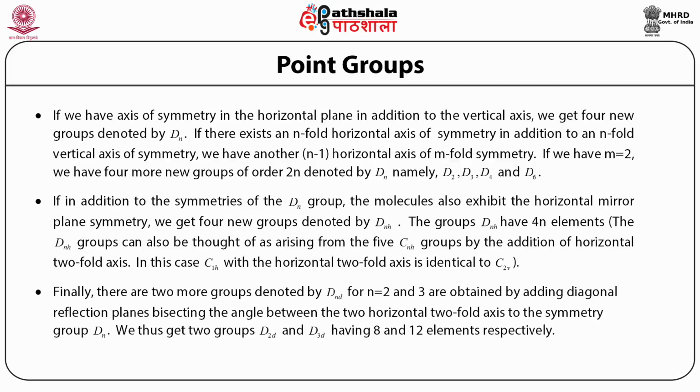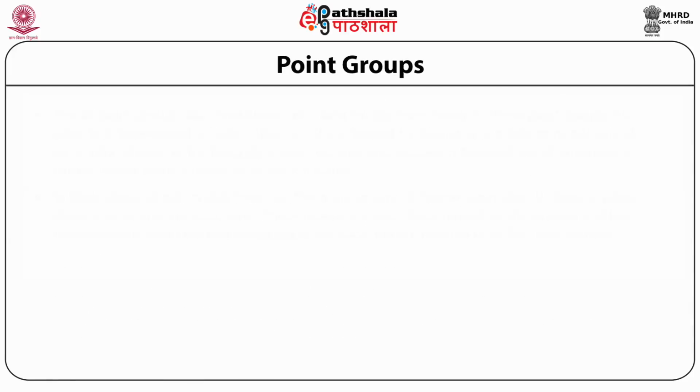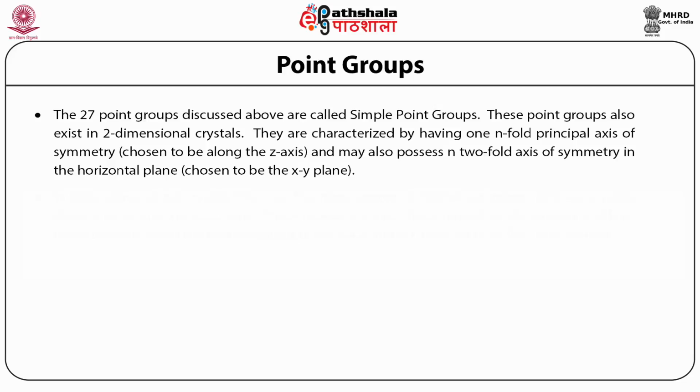Finally, there are two more groups denoted by DnD for n equal to 2 and 3. These groups are obtained by adding diagonal reflection planes bisecting the angle between the two horizontal two-fold axes to the symmetry group Dn. We thus get two groups D2D and D3D having 8 and 12 elements respectively. So the groups which we have discussed so far, CN, CNH, DN, DNH, DND, etc. There are 27 point groups discussed so far.